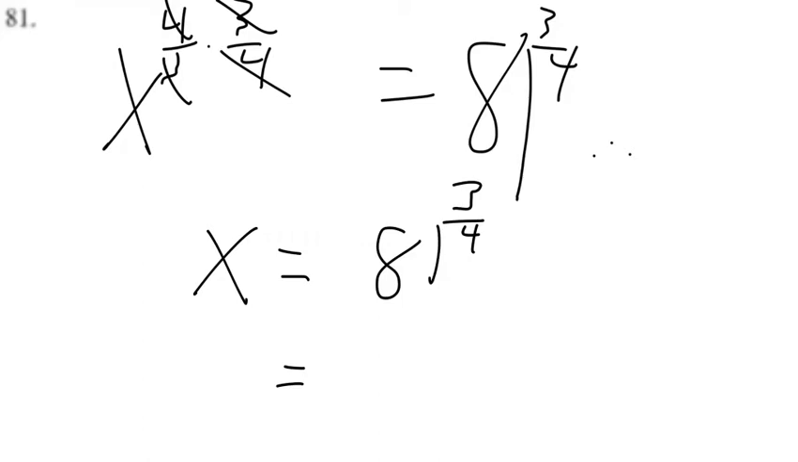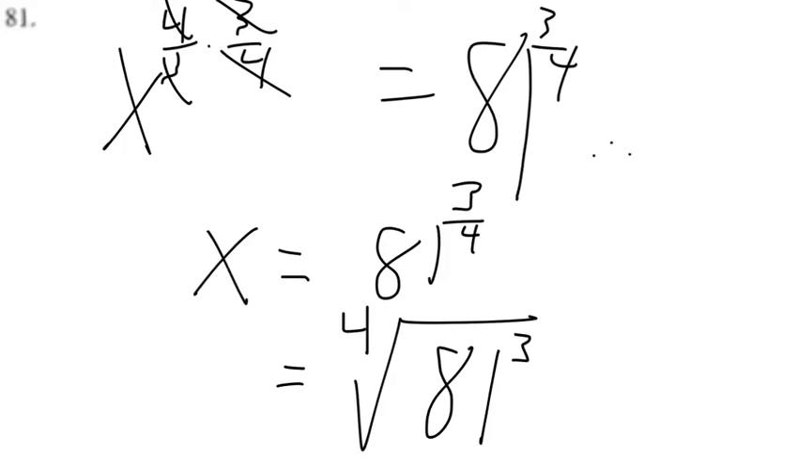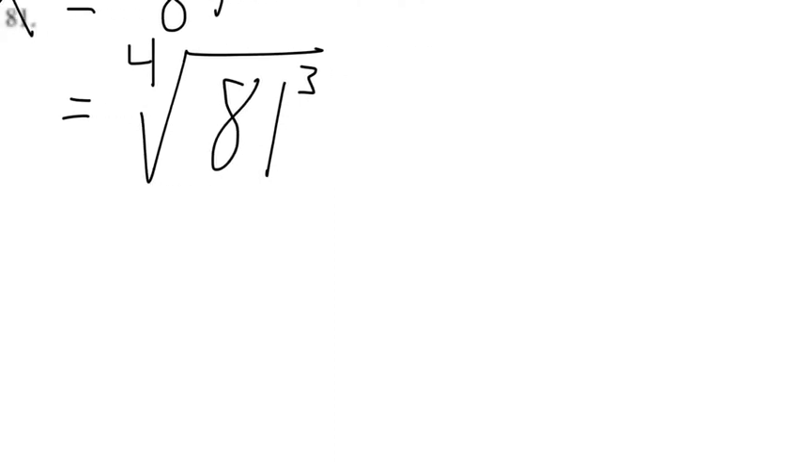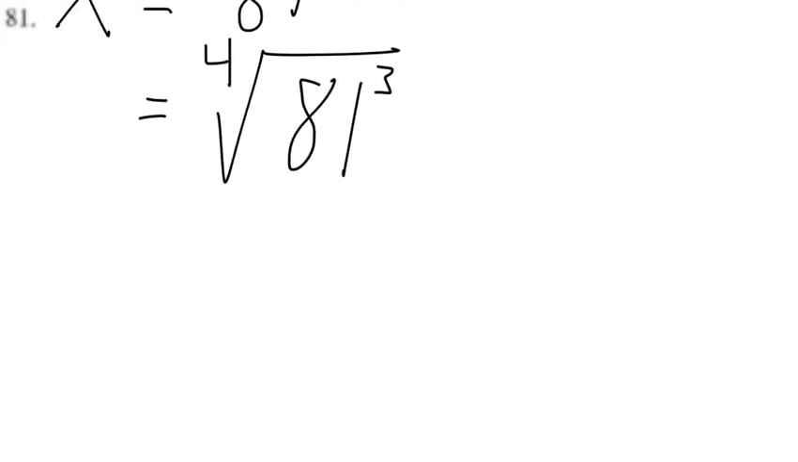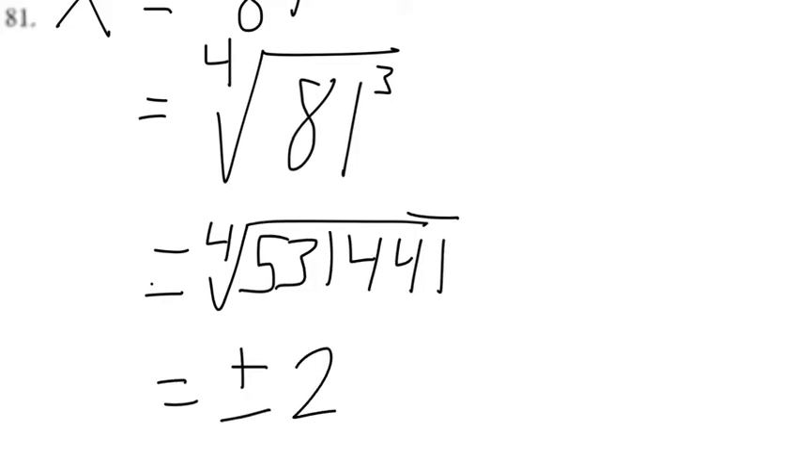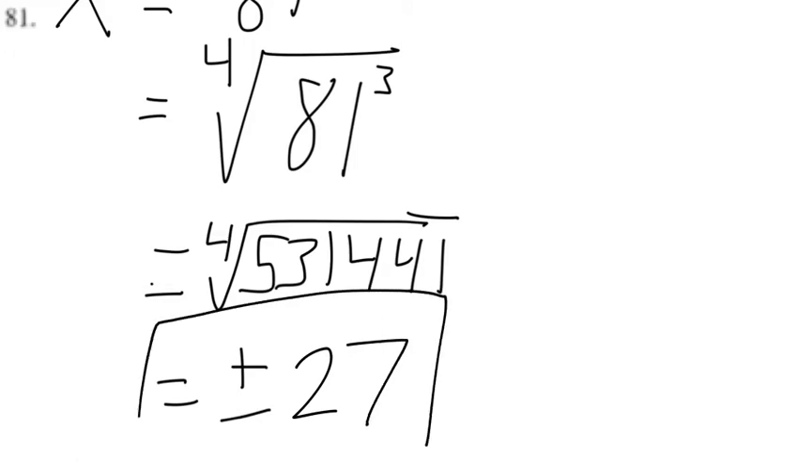That's equal to the 4th root of 81 to the 3rd, which would be the 4th root of, I believe that's 531,441. And the 4th root of that, since we're taking an even root when solving for x, we'd take the positive or negative root. And the 4th root of 531,441 would be 27. So x could be positive or negative 27.